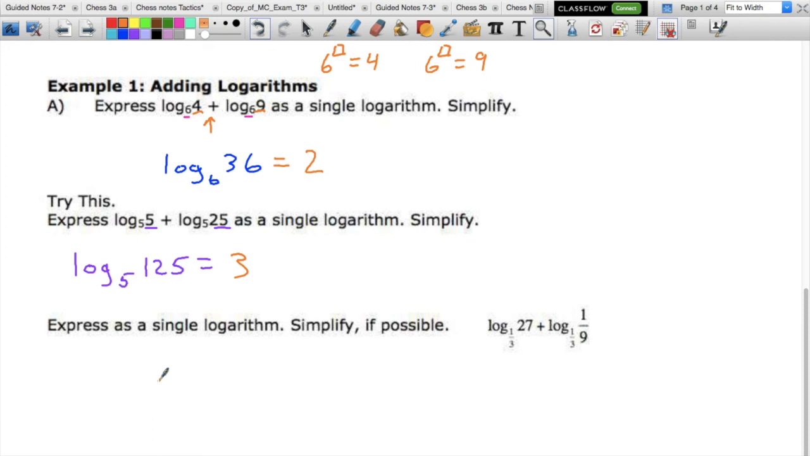How am I getting 3? I'm saying this in my head. I'm saying 5 to what power? This is a question mark. Equals 125. And I know 5 times 5 is 25, and another 5 is 125, so that's 3.